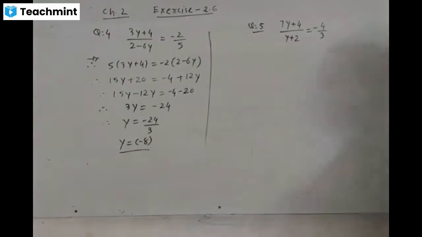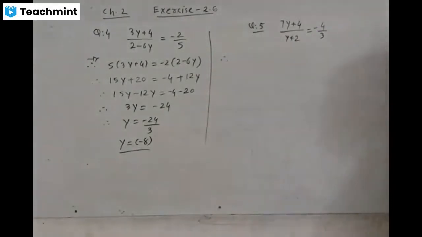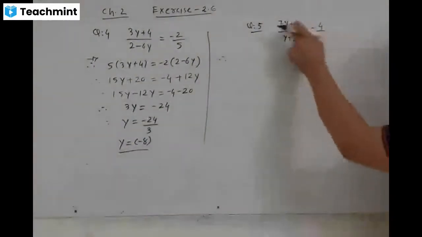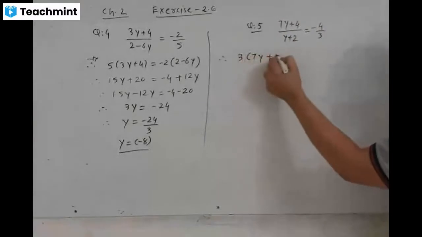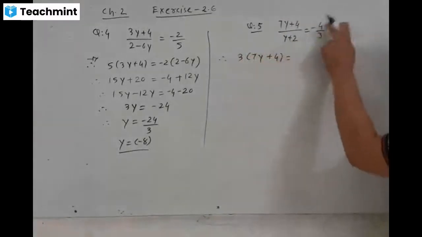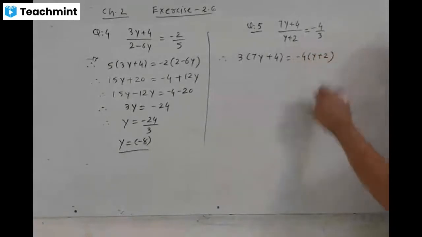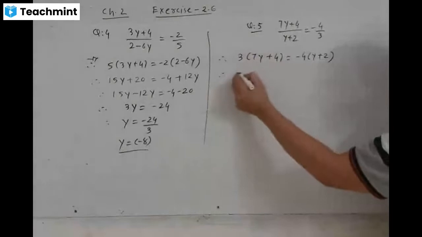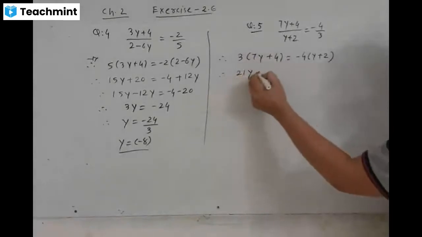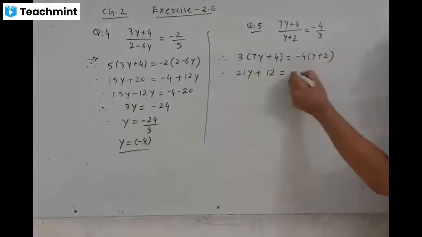See, last question number 5. Here same to same, we do cross multiplication. 3 multiply with (7y plus 4), and similarly minus 4 multiply with (y plus 2). Okay, so here 3 multiply, apply the distributive law, 3 into 7 is 21y, and 3 into 4 is 12, minus 4y.